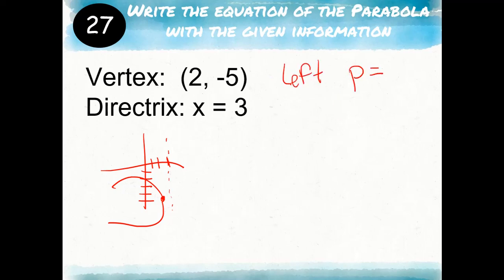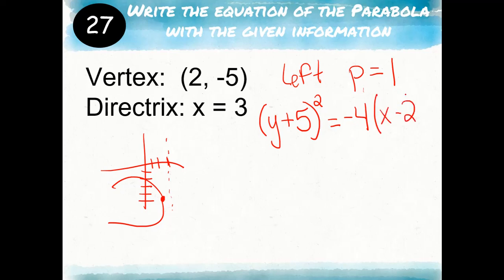My p-value, it looks like to be 1. Because remember, my p is also the distance from Directrix to vertex. So p equals 1. And I have the vertex. So we can immediately write the equation. Since it's left, though, remember, we're going to have a negative. So left, y has to be squared since it's facing left. So y plus 5, because that's the y value of my vertex, equals 4 times my p, which would be 4. Tack a negative on to notate it's going left. And then x minus 2 for the final answer.